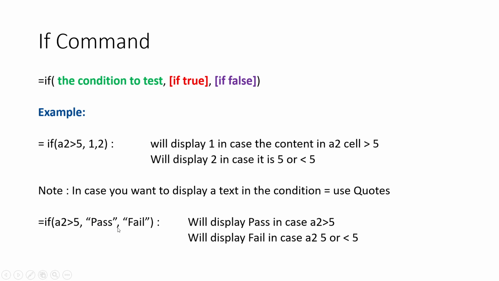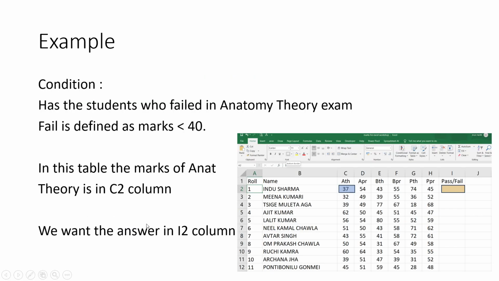Now we'll have to give the third component, what to do in case the condition is not true. There we want a response of fail. So again we put fail within double quotes. To take a live example, I'm sharing an Excel sheet with all of you. This contains the marks of students in the first MBBS subject. This is a dummy mark sheet, not related to our students.